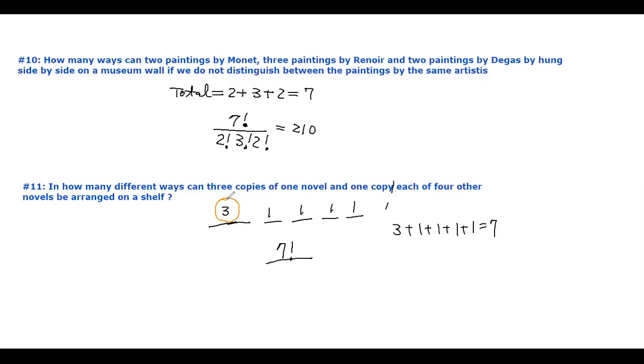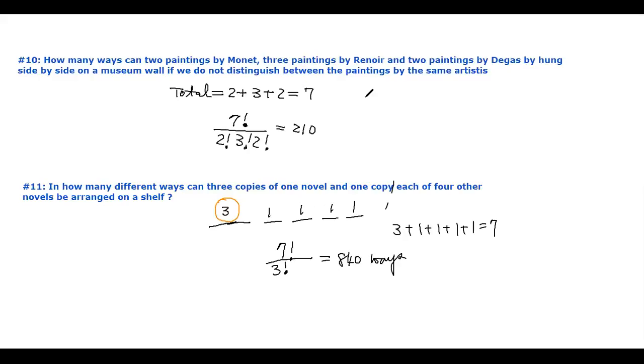This one, I have 3 copies, so they are the same. That's why I divide by 3 factorial. And then the other four each have just 1 factorial. You don't really need to divide by 1 factorial because it's still 1. Now you put it into your calculator and you get 840 different ways you can arrange them. That is about the permutations here.